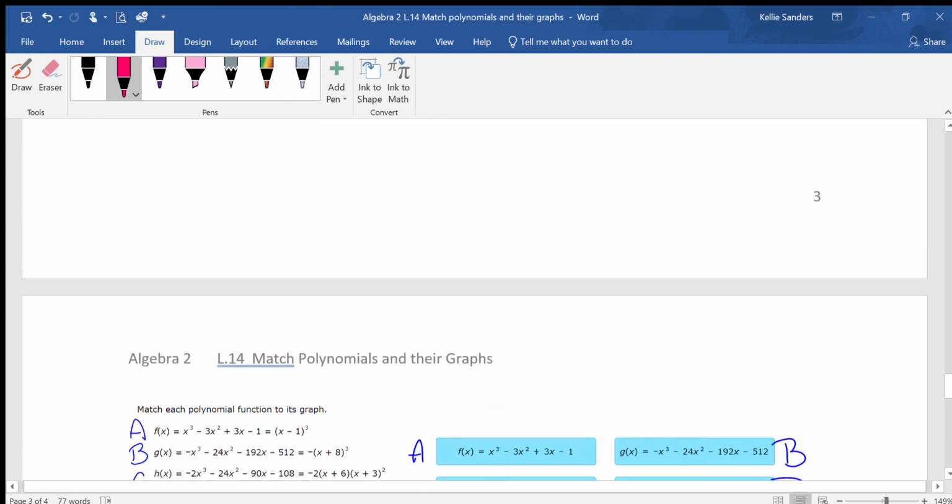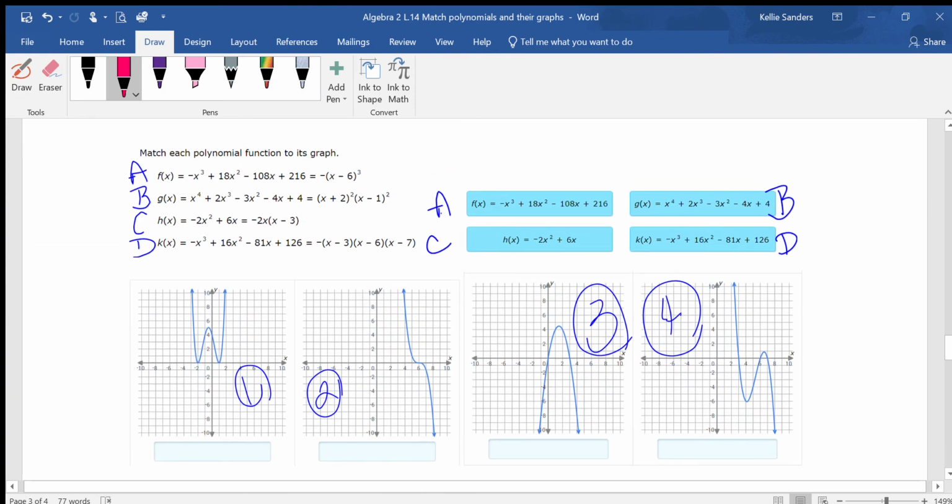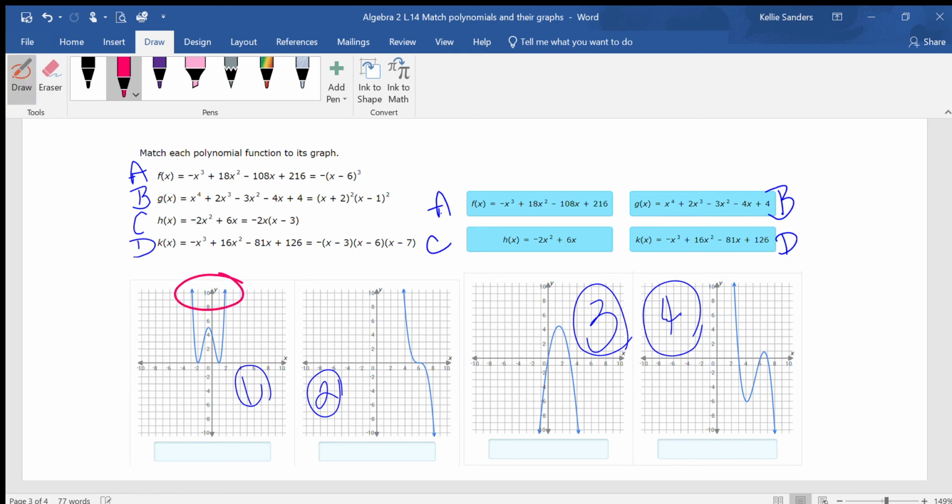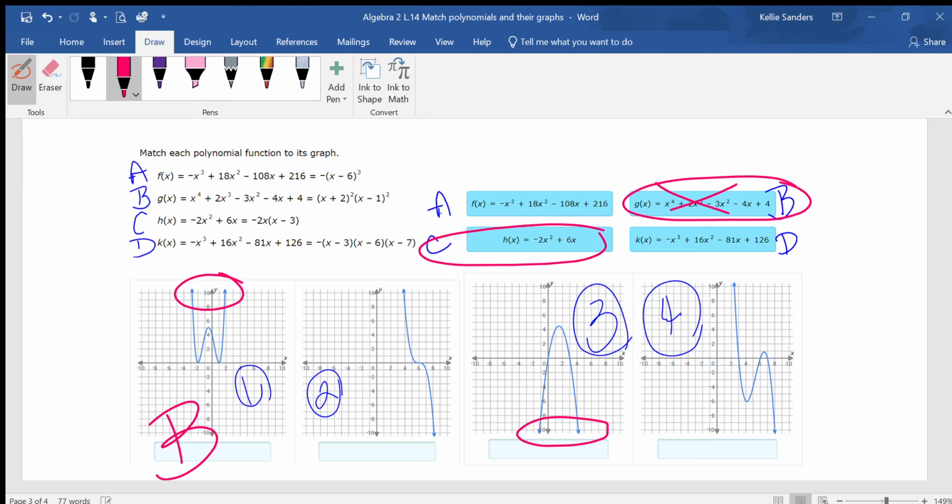Alright, a couple more. Or 3. This is a positive even one, so I'm going to get the positive even one out of the way. So I looked at the graphs and I said, okay, what's different? What's the same? And stuff like that. And this is the other even one, and it's going down. So that's going to be C.